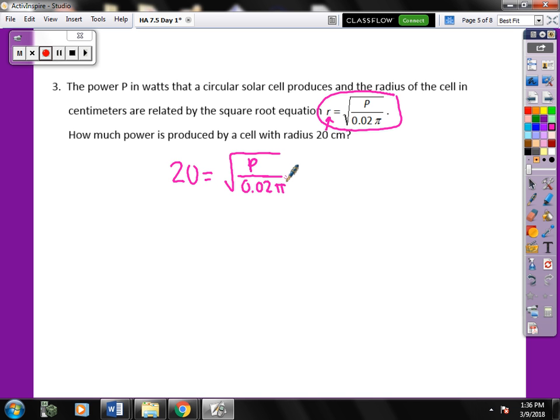So see if you guys can solve this for P. Start by squaring both sides to undo your square root. You don't have to rationalize the denominator, so make sure you don't do that. It just asks you to solve. So see if you can square both sides and get an answer, and we will round to the nearest tenth.